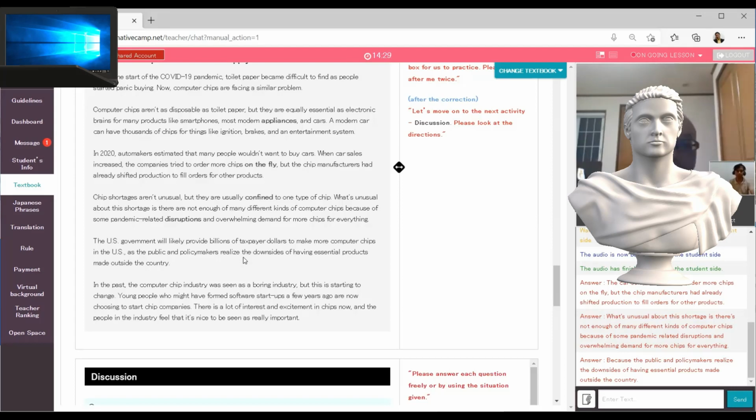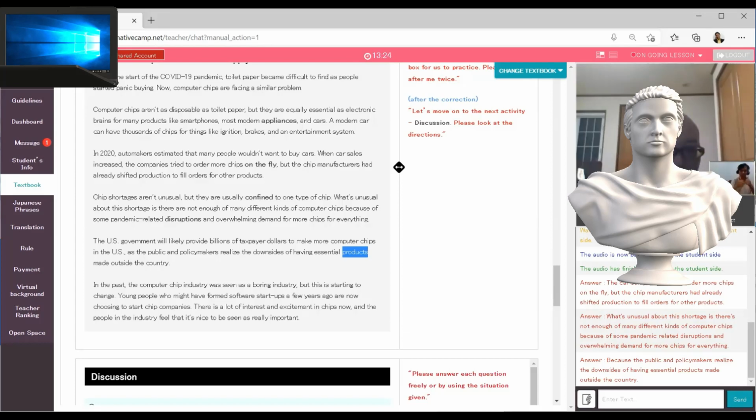The US government will likely provide billions of taxpayer dollars to make more computer chips in the US, as the public and policymakers realize the downside of having essential products made outside the country. In the past, the computer chip industry was seen as a boring industry, but this is starting to change. Young people who might have formed software startups and apps a few years ago are now choosing to start chip companies. There is a lot of interest and excitement in chips now, and the people in the industry feel that it's nice to be seen as really important.